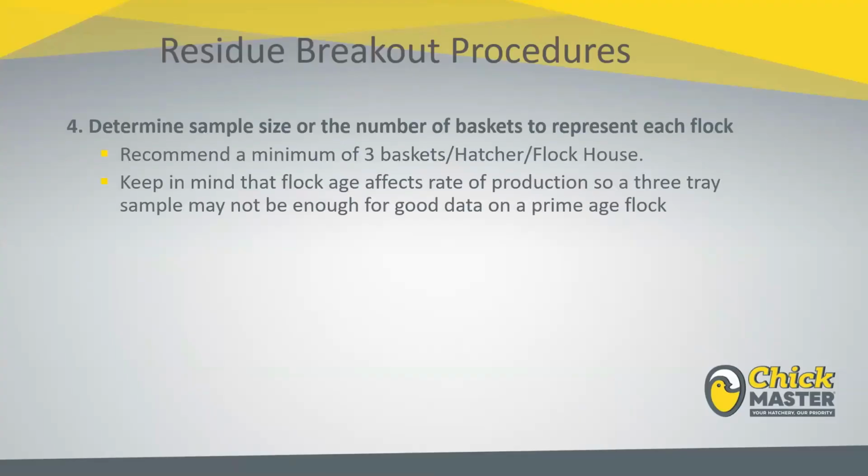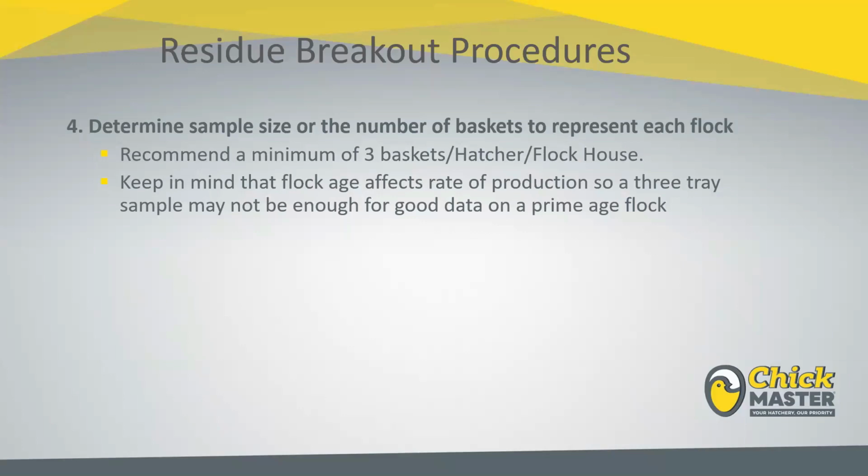In addition, what's important also is to determine sample size, or the number of baskets to represent each flock. I generally recommend a minimum of 3 baskets per hatcher or per flock house. And I say flock house because it's fairly common for certain regions to have multiple houses on a farm, and a lot of times 3 baskets from one farm may only be 3 baskets from one house of a 3-house farm, and it won't give you good data. So I always try to make sure I do a minimum of 3 baskets per house.